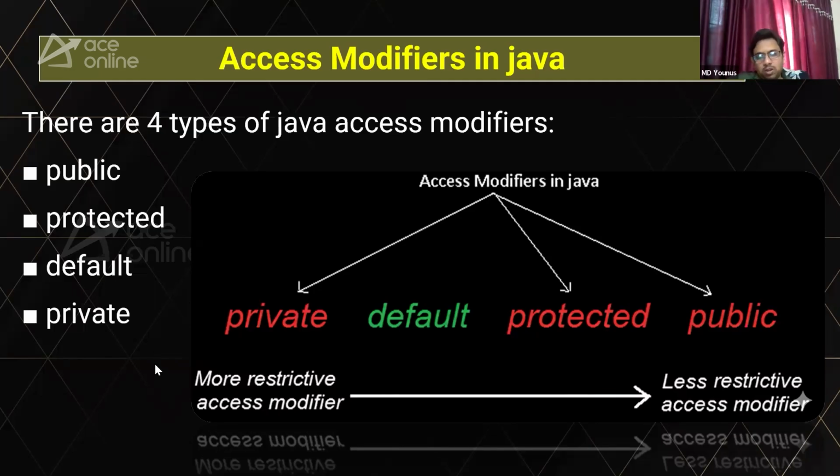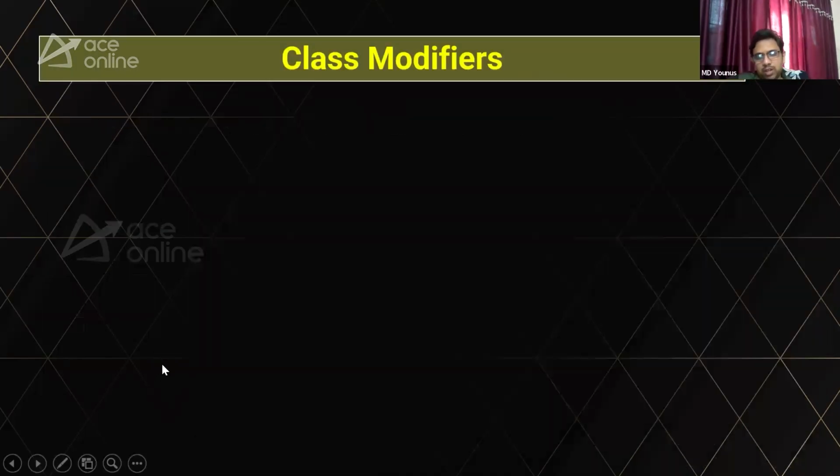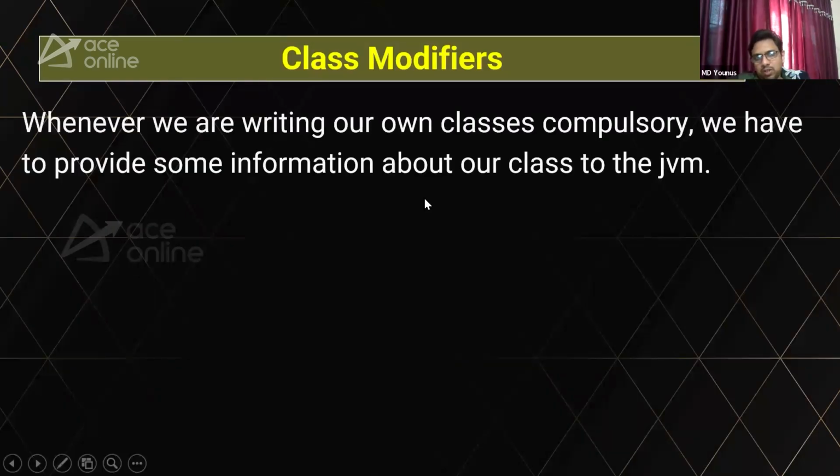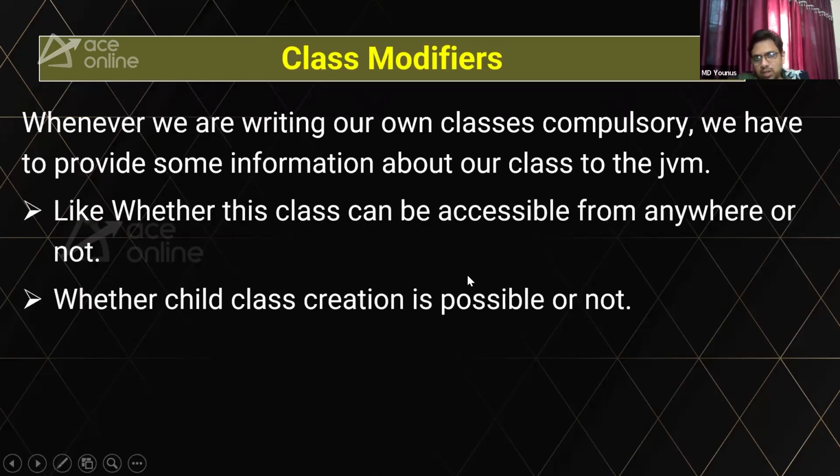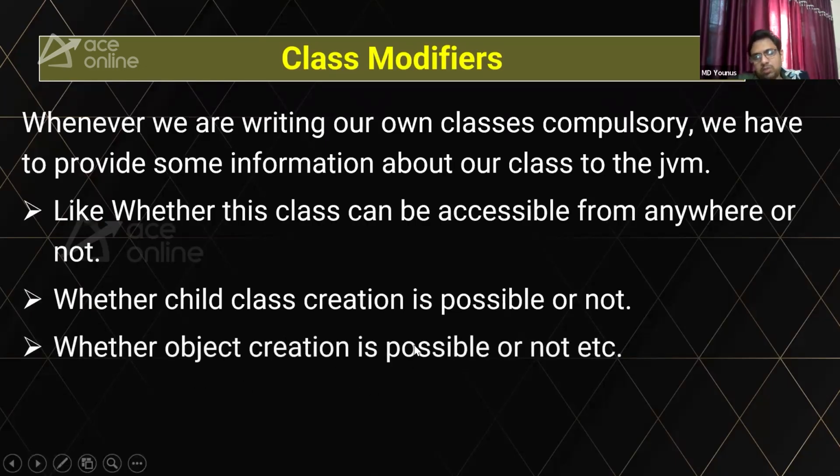Yeah, thank you. So let's talk about class modifiers. What modifiers can you use with classes? Whenever we are writing our own classes, you need to compulsorily provide some information about your class to the JVM. What information do you need to provide? Whether this class is accessible from anywhere or not, whether child classes can be created or not, whether object creation is possible or not.